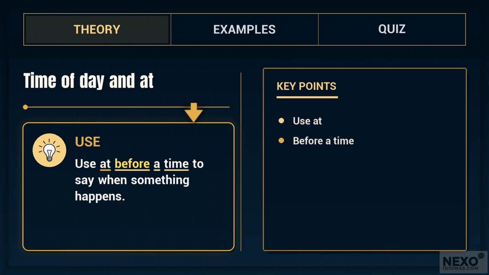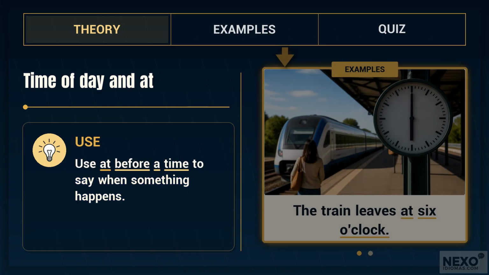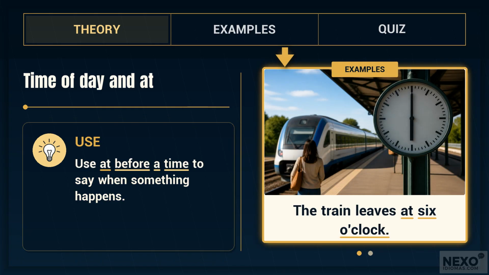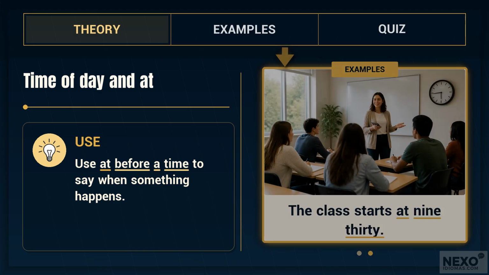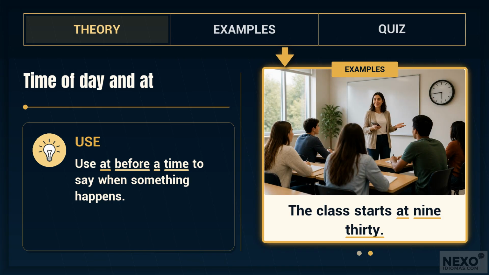Use at before a time to say when something happens. Example. The train leaves at 6 o'clock. Example. The class starts at 9:30.